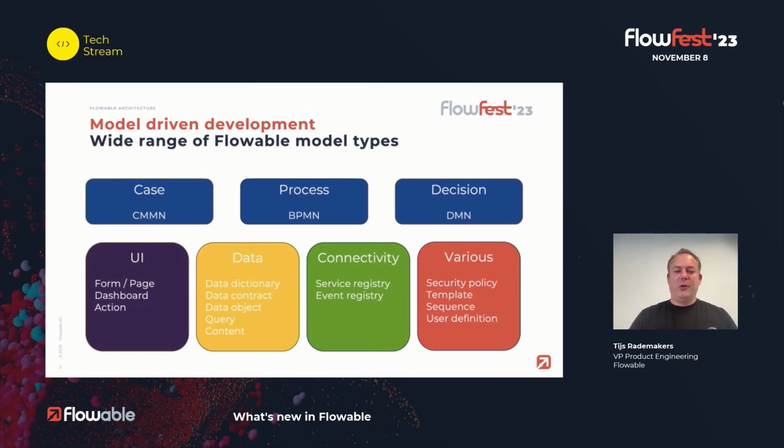So from a UI point of view, we have, of course, forms and pages. We now also added dashboard components, which we will discuss a bit later. There are actions which you can define and which will appear in your UI. And then we have the data part, where we have the data dictionary, which we will discuss, data contract, and data objects, which we already had for a longer time. Now we also extended the query support, which we will discuss shortly, and content models, which you can attach to a document, so you can define metadata and other things.